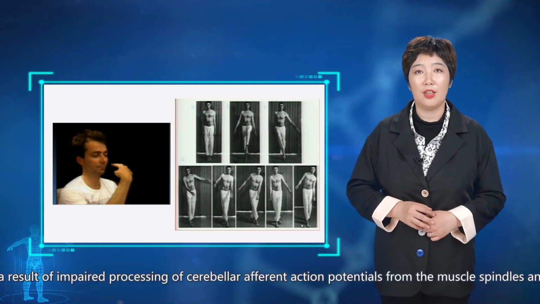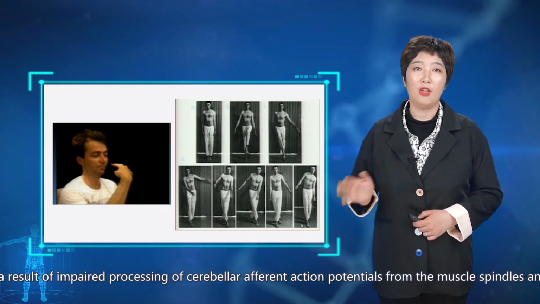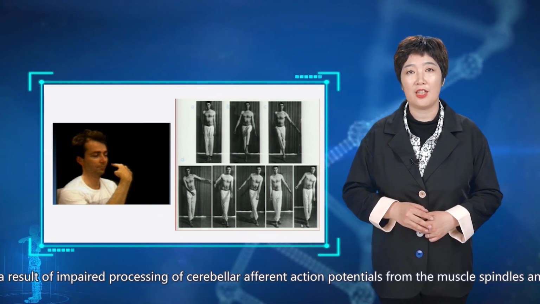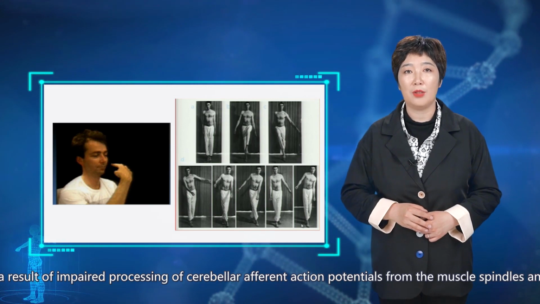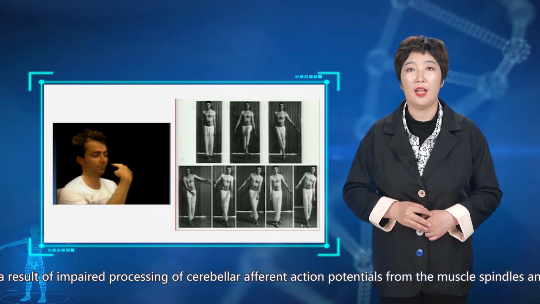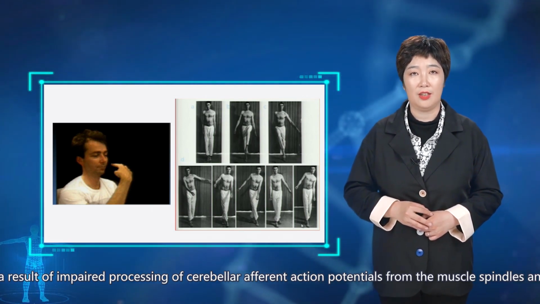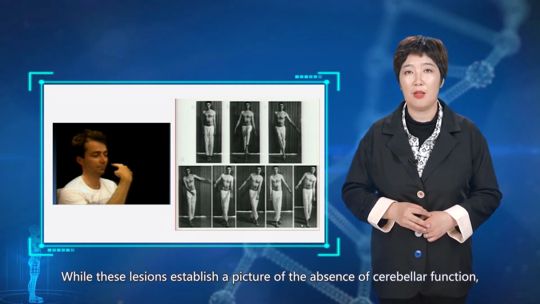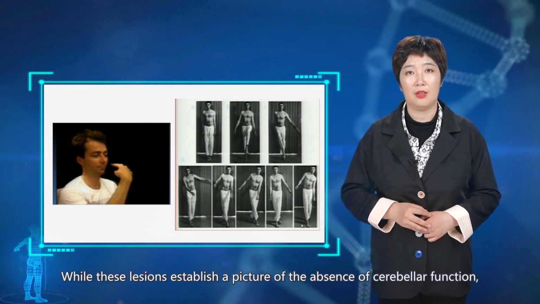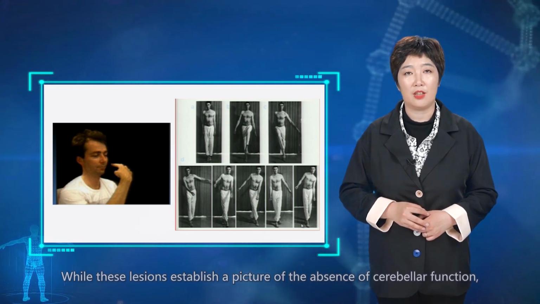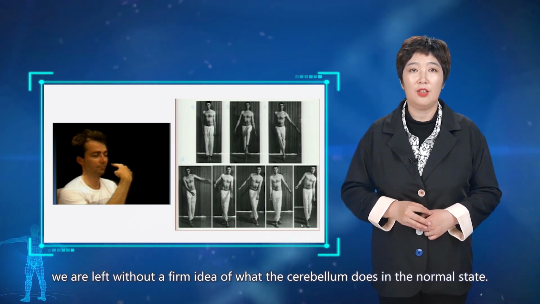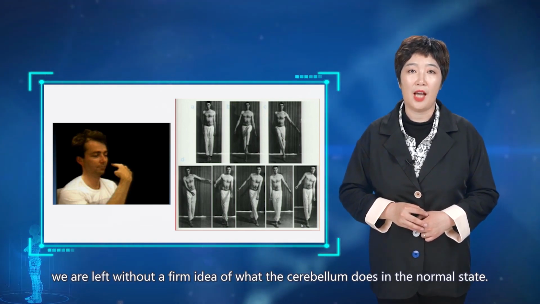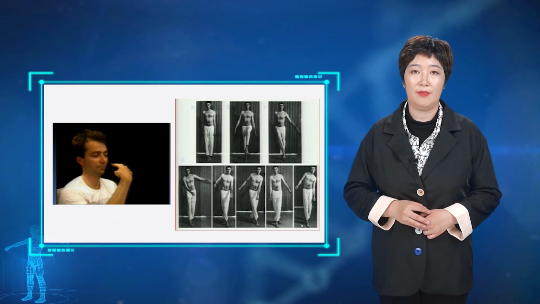The hypotonia is likely a result of impaired processing of cerebellar afferent action potentials from the muscle spindles and the Golgi tendon organs. While this lesion establishes a picture of the absence of cerebellar function, we are left without a firm idea of what the cerebellum does in the normal state.